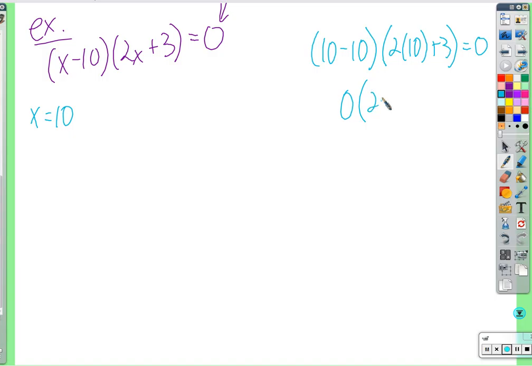Let's test that out. 10 minus 10. Okay, and over here we have 2 times 10 plus 3. It needs to be equal to 0. If it's not, then it's not correct. 0 times 20 plus 3 is 23. And what's 0 times 23? 0. So yes, x is 10 is a solution to this quadratic equation. So that's important. This parenthesis needs to be equal to 0, right? It has to be equal to 0. Otherwise, if it weren't, there'd be no way we'd get 0. Or if this wasn't 0, then what would have to be equal to 0? 2x plus 3 would have to be equal to 0, okay?